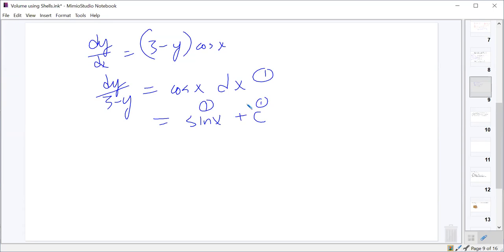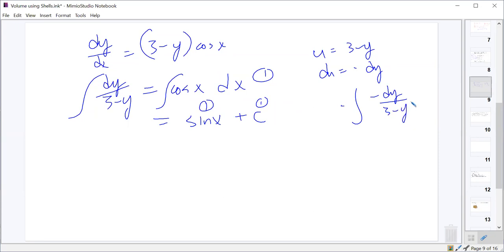That's the third point. Integral of dy over 3 minus y requires you to use a u substitution. We're going to let u equal 3 minus y. du will be negative dy. So we'll have a negative and a negative dy over 3 minus y. And that will give us negative integral du over u. So that's going to give us negative natural log absolute value 3 minus y. And that's the fourth point.